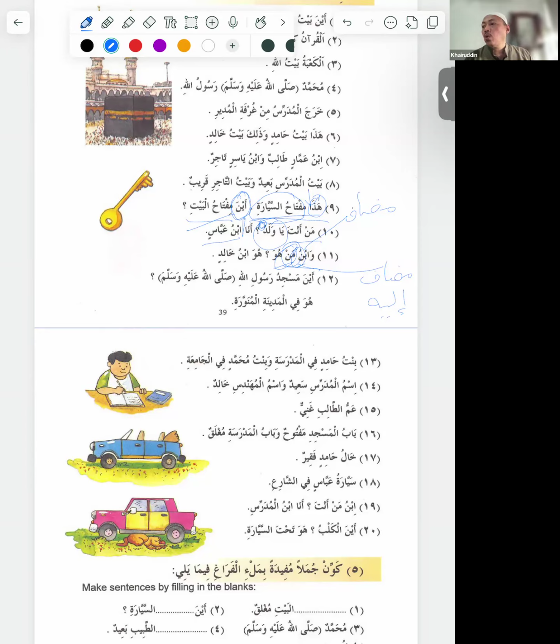And the answer is huwa ibnu Khalidin. He is the son of Khalid. Again, this is mubtada, this is khabar, and the khabar itself is mudaf ilay, mudafun ilay. Very straightforward. So we'll move on to the next one.